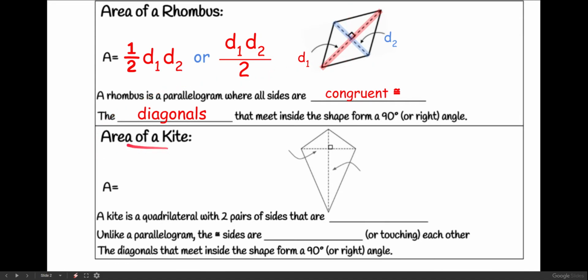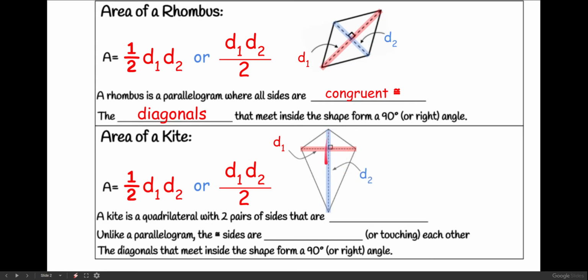Anyhow, let's look at the area of a kite. The area of a kite is 1/2 times D1 times D2, and that's it. Or you can do D1 times D2 divided by 2. It is exactly the same formula as the area of a rhombus, and D1 right here is from this corner to that corner, and D2 is from this corner to that corner. Now, does it matter which one is D1 and D2 for either of these? No, not at all, actually. It doesn't matter which one is D1 and which is D2.